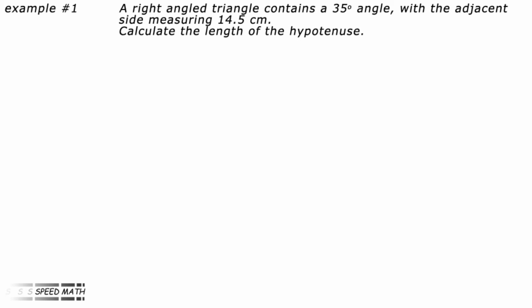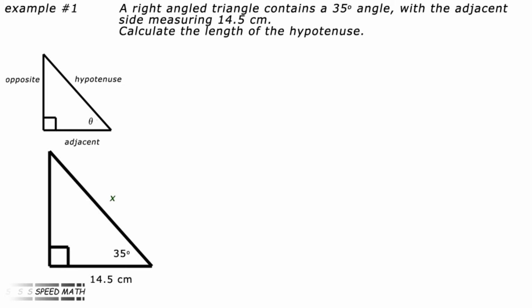Basically, there are three types of problem. For each, I'll work through an example. In the first type, you're given the angle and the adjacent side and are required to work out the hypotenuse. So here we go. Example number 1. A right angled triangle contains a 35 degree angle with the adjacent side measuring 14.5 centimeters. Calculate the length of the hypotenuse. The first thing to do is to analyze the information given by writing it out in one line. Theta is 35 degrees, adjacent side is 14.5 centimeters, and the hypotenuse, let's just label that x centimeters, and remind ourselves that the answer is to 2 decimal places.